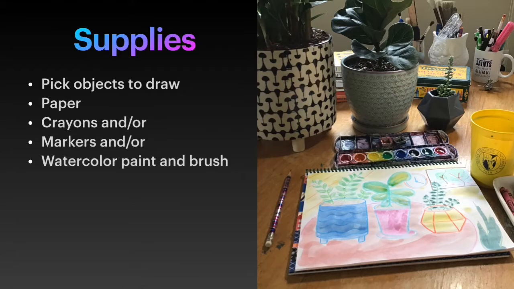So the first thing you need to do is collect some objects to draw. Find some crayons or markers, and if you have watercolor paint, you can use that too. I found these plants that I have in my house.